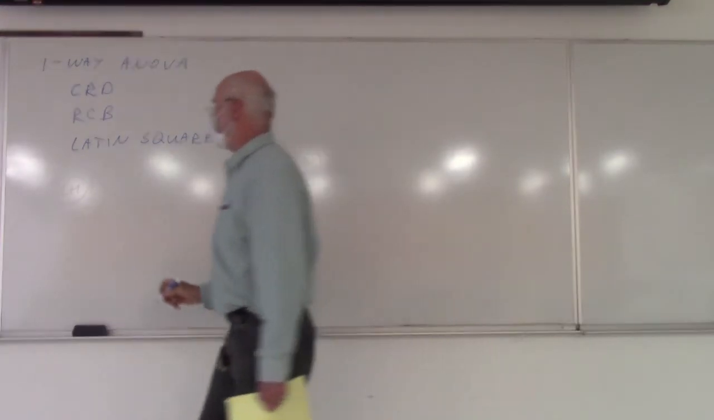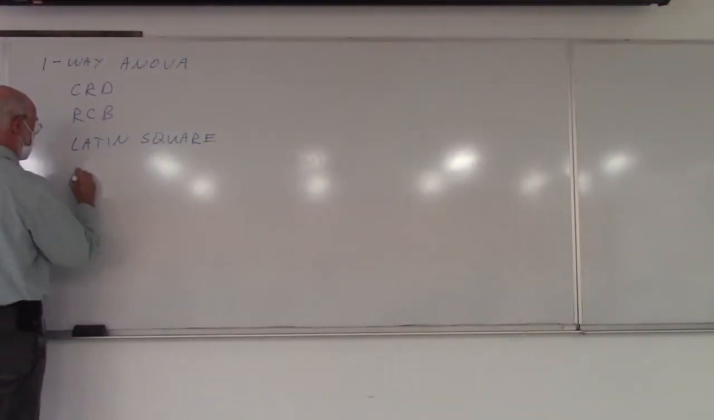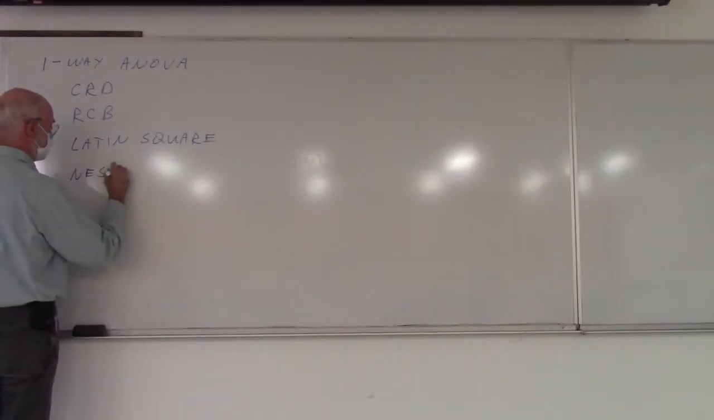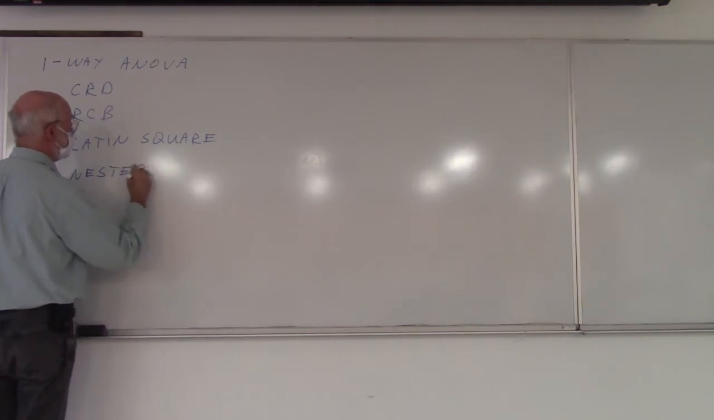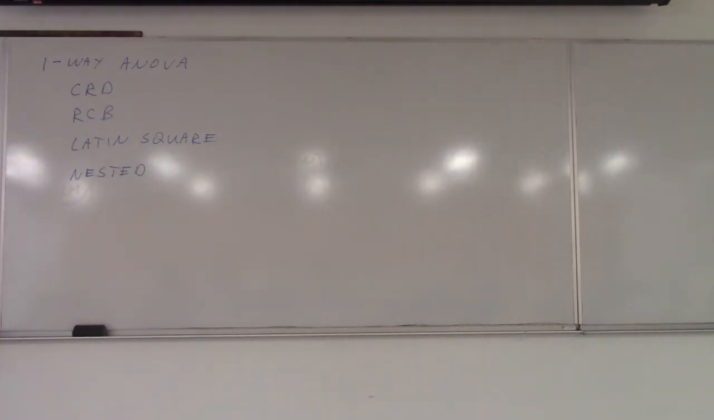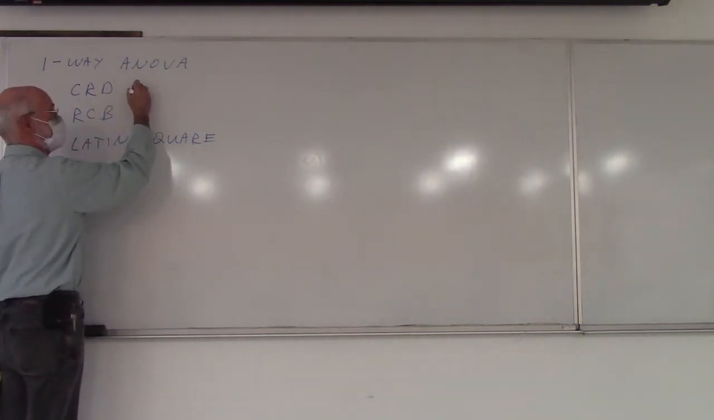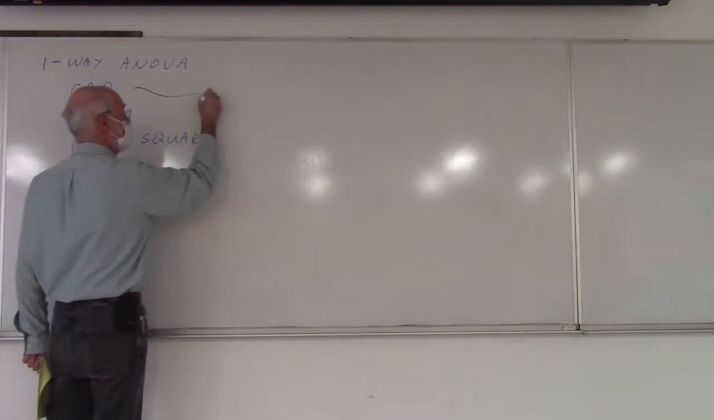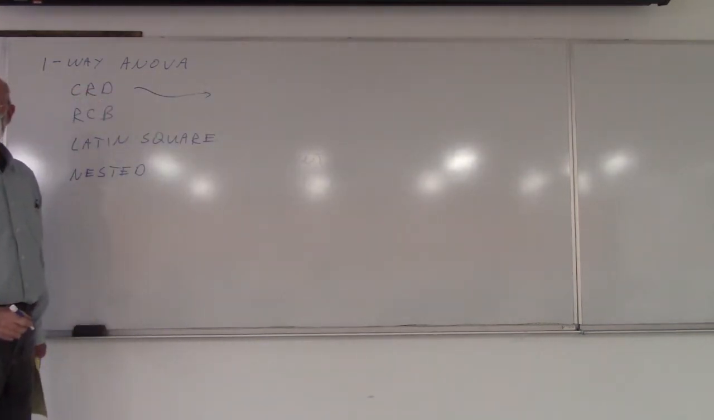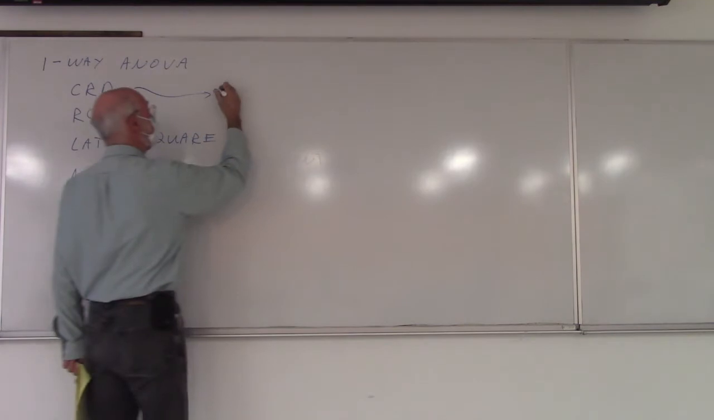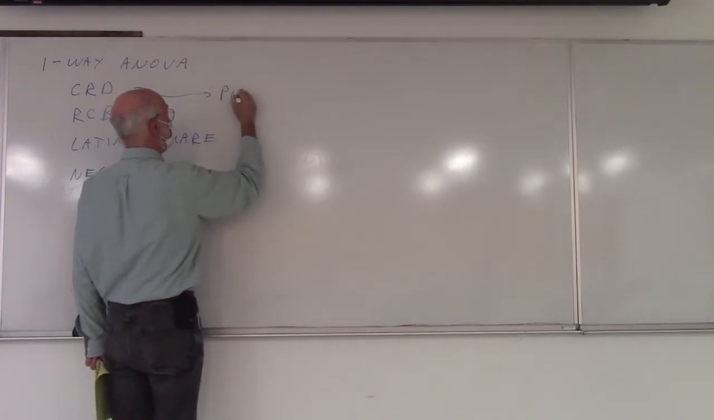After we do the Latin square, we're going to do a nested design. In years past, what I would have done is I would have stayed with this completely randomized design for a little while longer, and I would have done something sort of interesting. I would have done something called a planned.